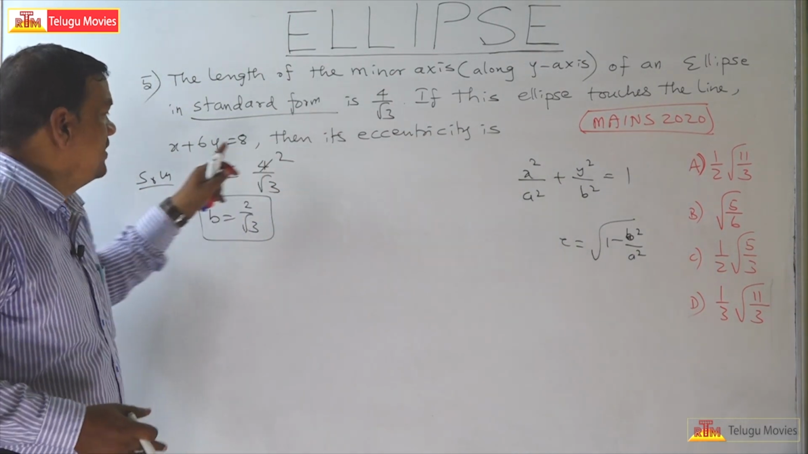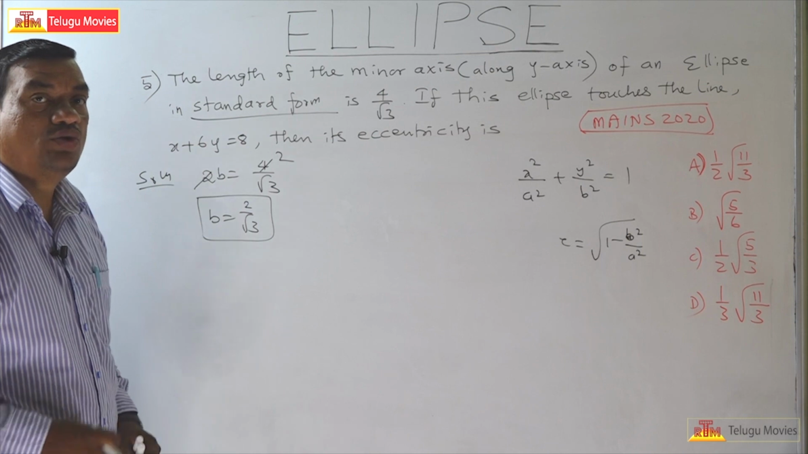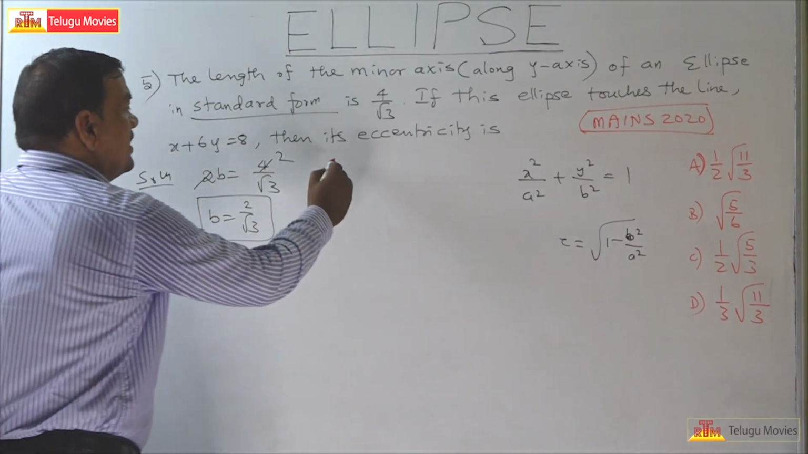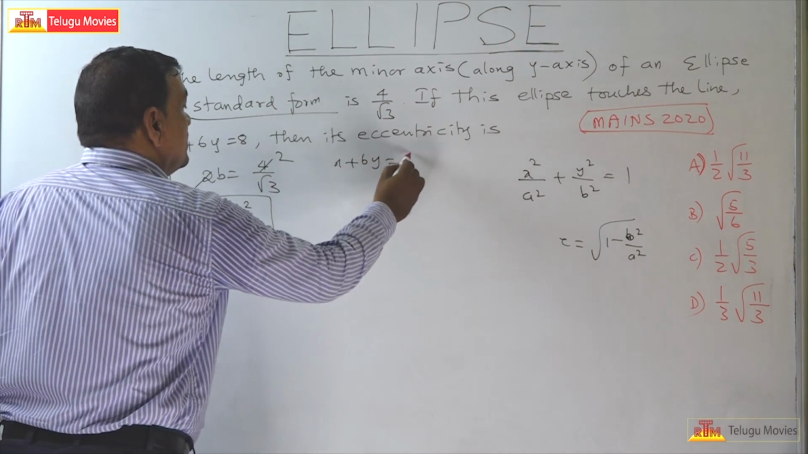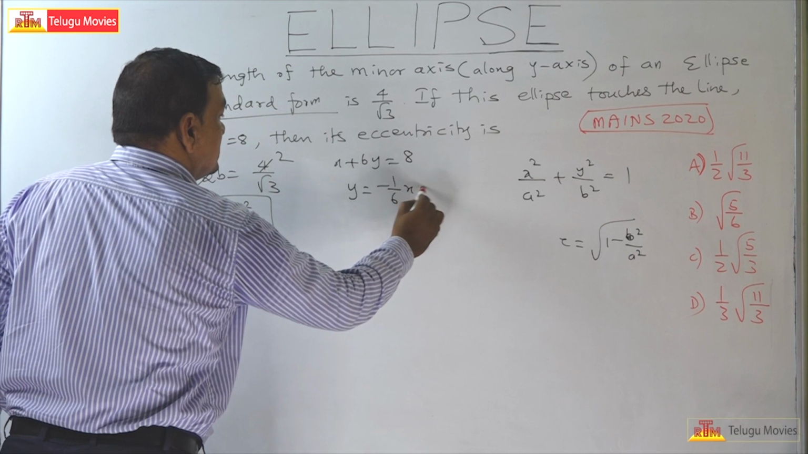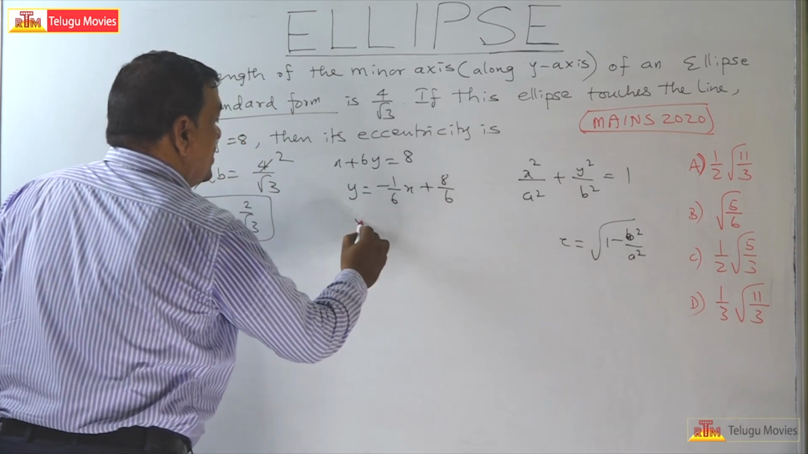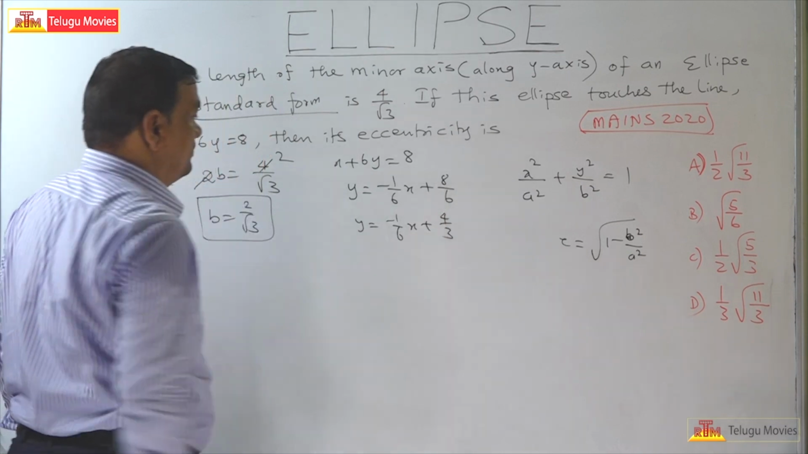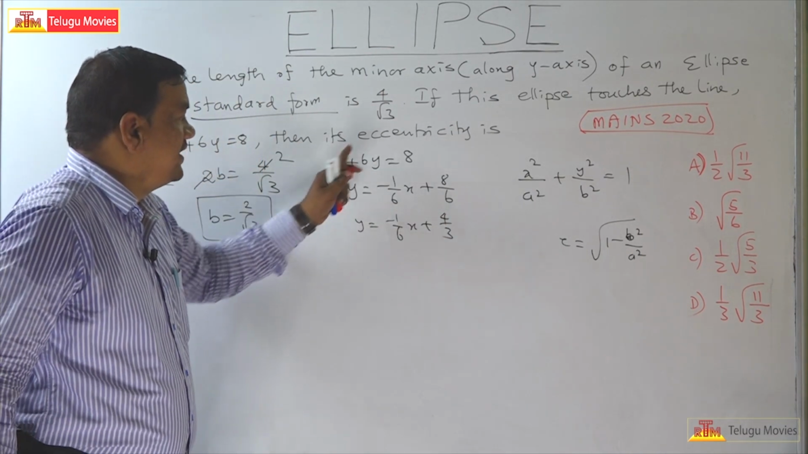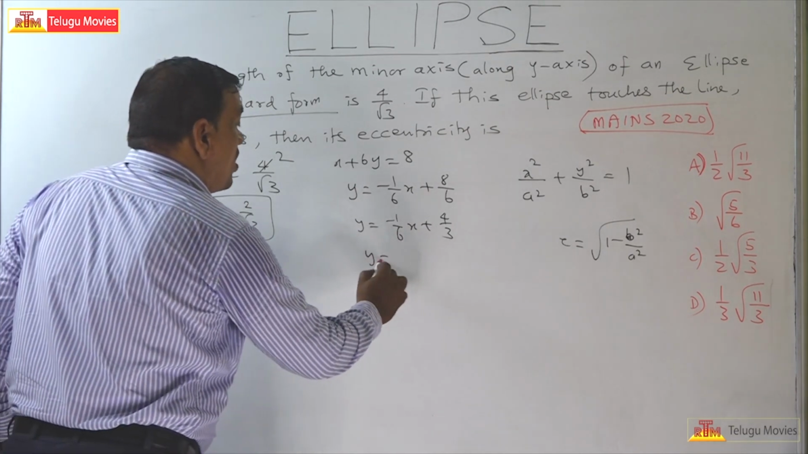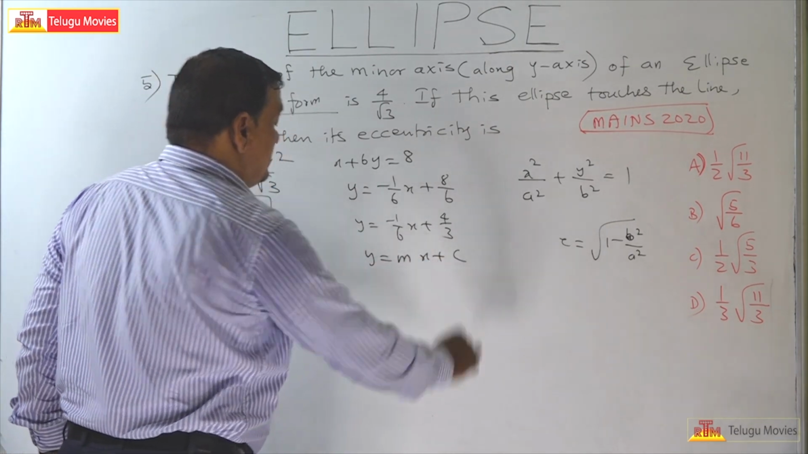For that, the hint is that x plus 6y is equal to 8 is the tangent to that ellipse. See here, x plus 6y is equal to 8. Therefore, y is equal to minus 1 by 6 x plus 8 by 6, that is equal to minus 1 by 6 x plus 4 by 3. So take the x to the other side as minus x and divide by 6. So this is of the form y is equal to mx plus c.